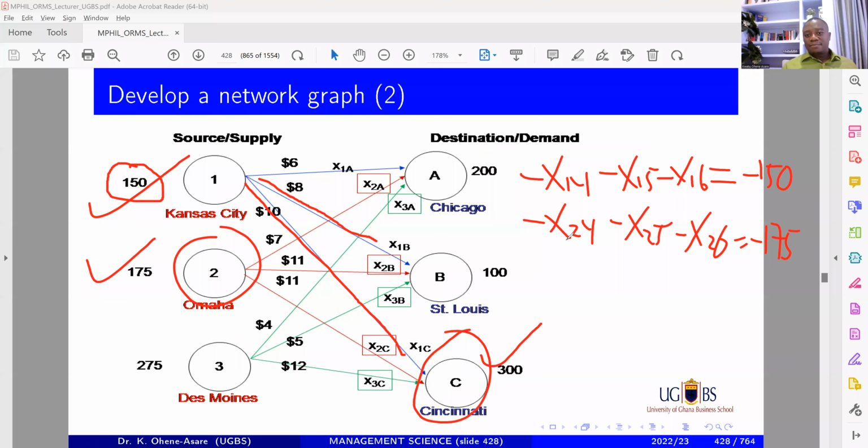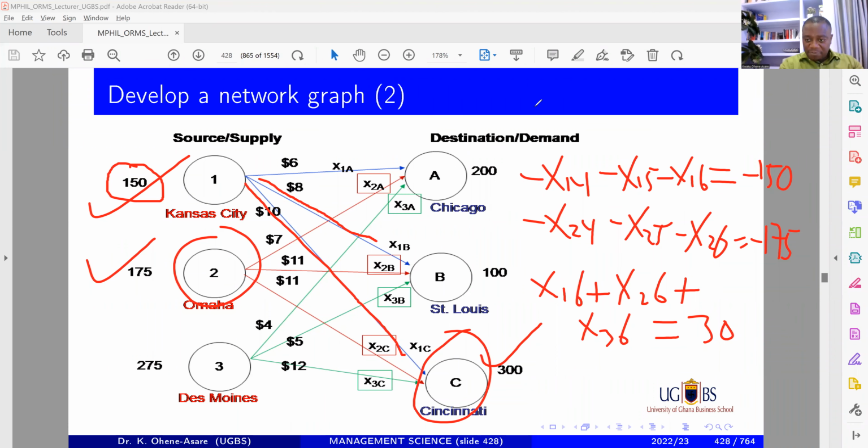Yes, Foster. Okay, so it's going to be x16 plus x26 plus x36 is equal to 300. Equal to 300. That is perfect. Why didn't you add the minuses? Because it's the demand, so they are adding, it's coming from the supply to the demand, so it's being added.